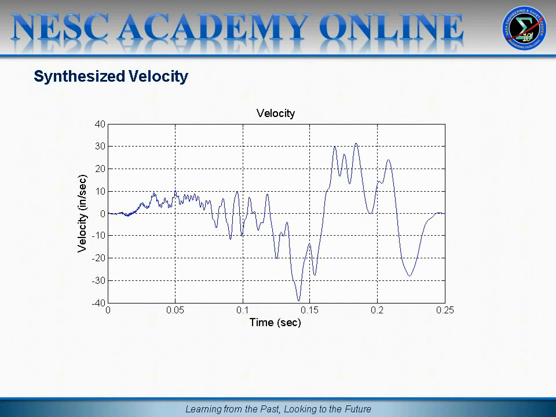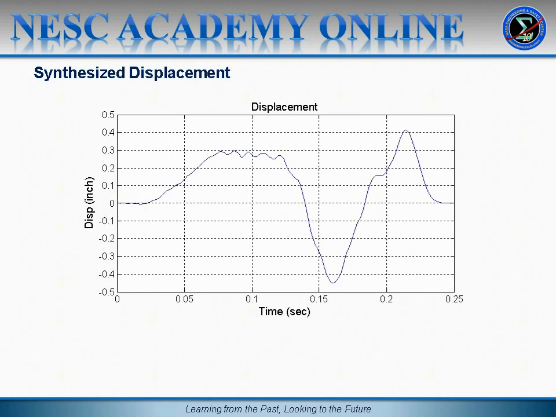And here's the corresponding velocity time history. Now this is integrated from the acceleration time history. The y-axis is velocity in inches per second, and the x-axis is time in seconds. And note that the signal has a net value or ending value of 0, which is very important for shaker table testing.